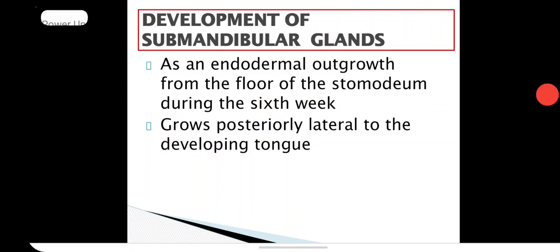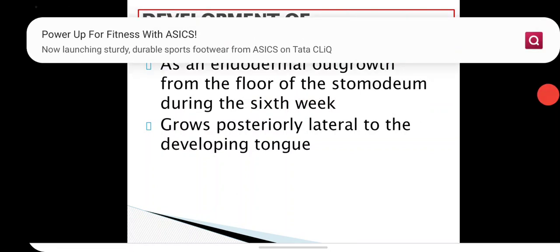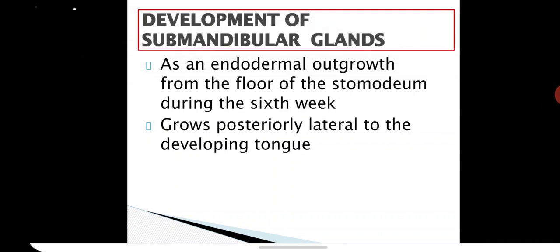Submandibular glands: each gland develops from the 6th week as a solid endodermal outgrowth from the floor of the stomodium. Otherwise, from the floor of the alveolo-lingual groove.